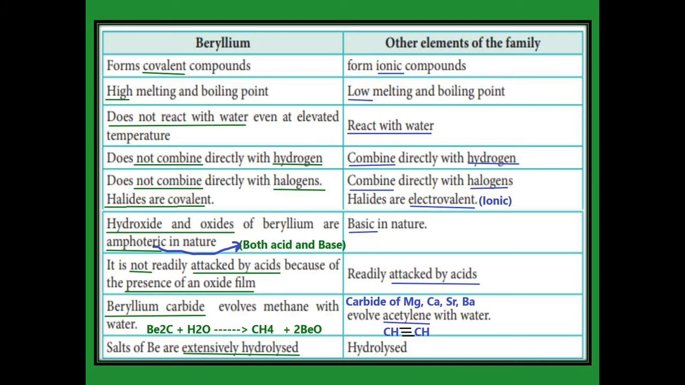Because of that oxide film, the beryllium is not readily attacked by acid, but the other elements are readily attacked by acid because there is no such oxide film on their surface. Then the beryllium carbide formula is Be2C. When it reacts with water, it evolves methane and also beryllium oxide.